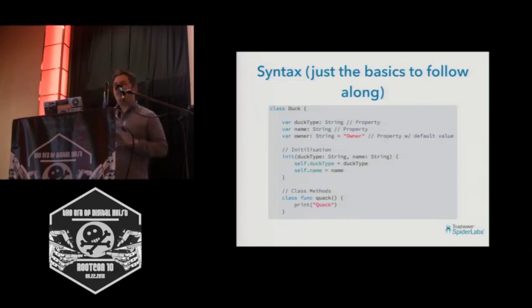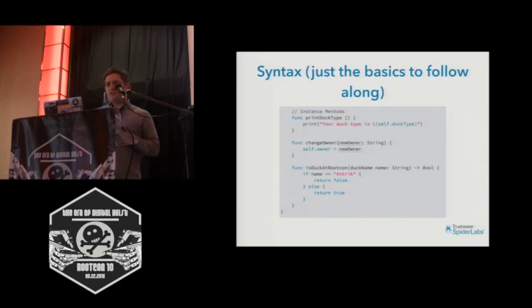Class methods, pretty straightforward. All methods are prefixed with func, for function. But if you prefix that with the class keyword, you create a class method, which in this case is quack, which just prints quack. Hopefully everybody can see that okay. And then instance methods. You've got print duck type, which is just a straight instance method that doesn't take any arguments, and just prints out a string.